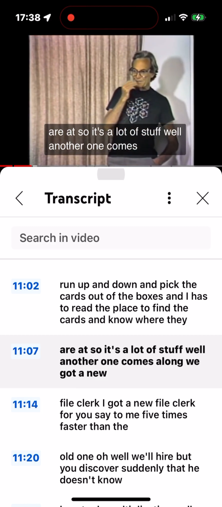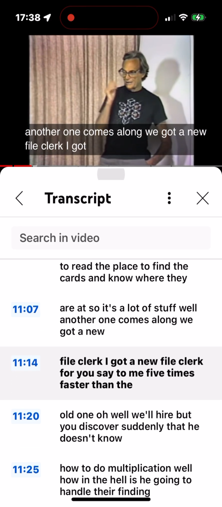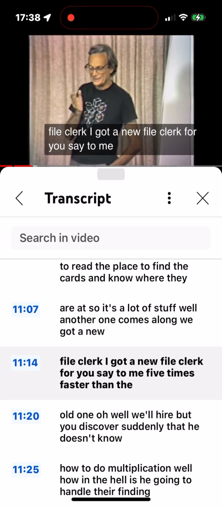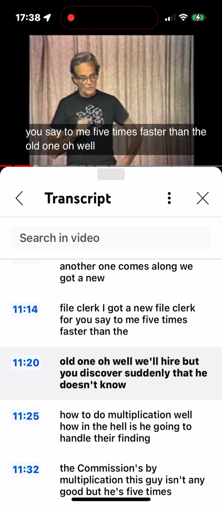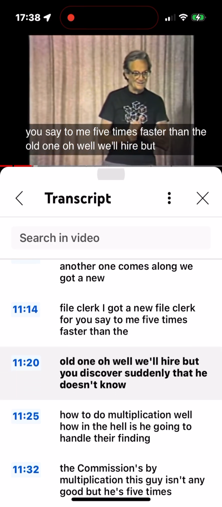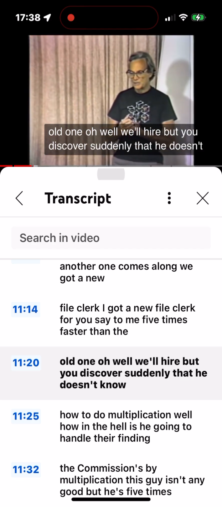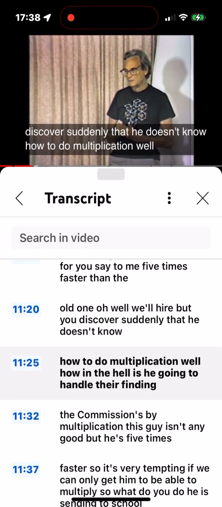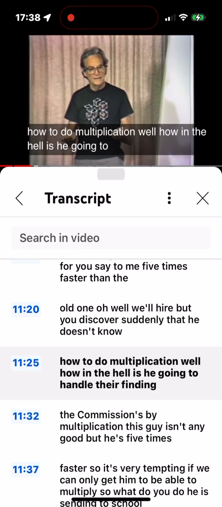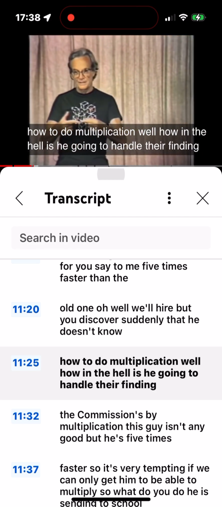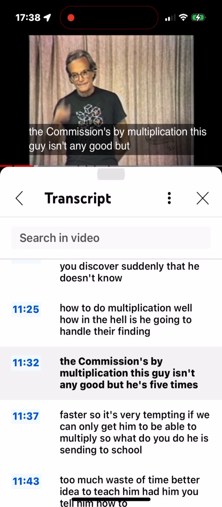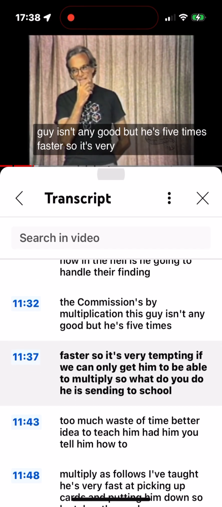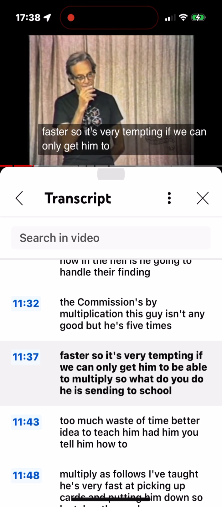Well, another one comes along. We got a new file clerk. I got a new file clerk for you, say, 5 times faster than the old one. Oh, well, we'll hire him. But you discover suddenly that he doesn't know how to do multiplication. Well, how in the hell is he going to handle finding the commissions by multiplication? This guy isn't any good. But he's 5 times faster, so it's very tempting. If we can only get him to be able to multiply.